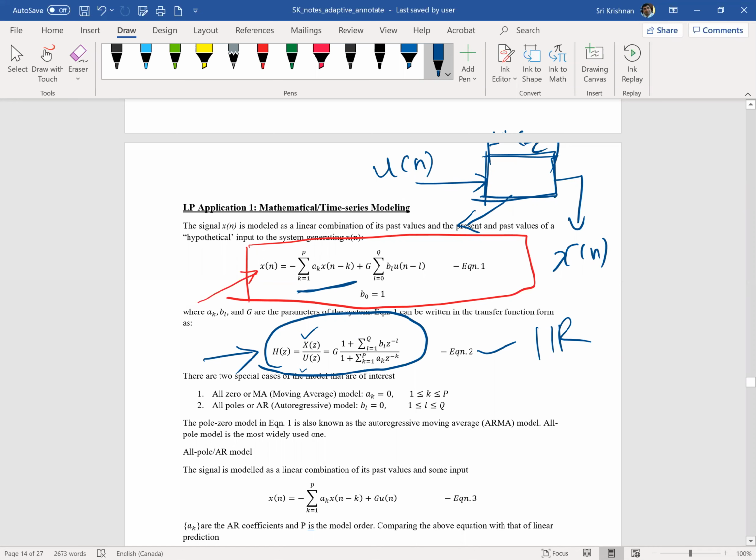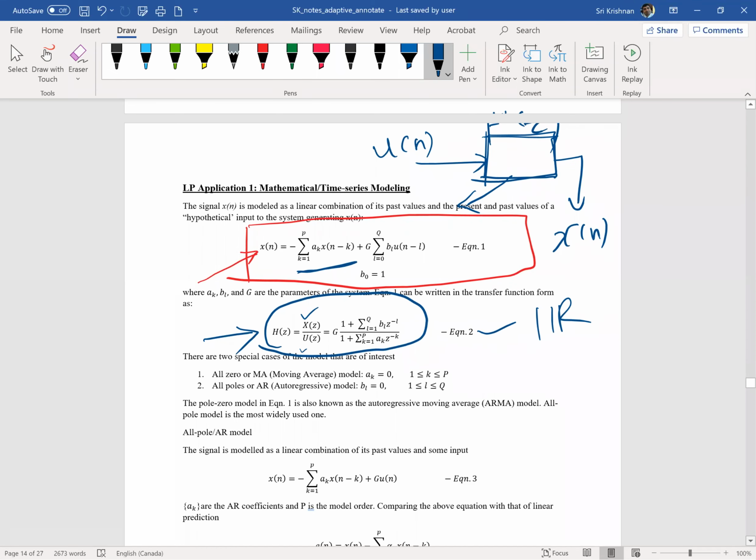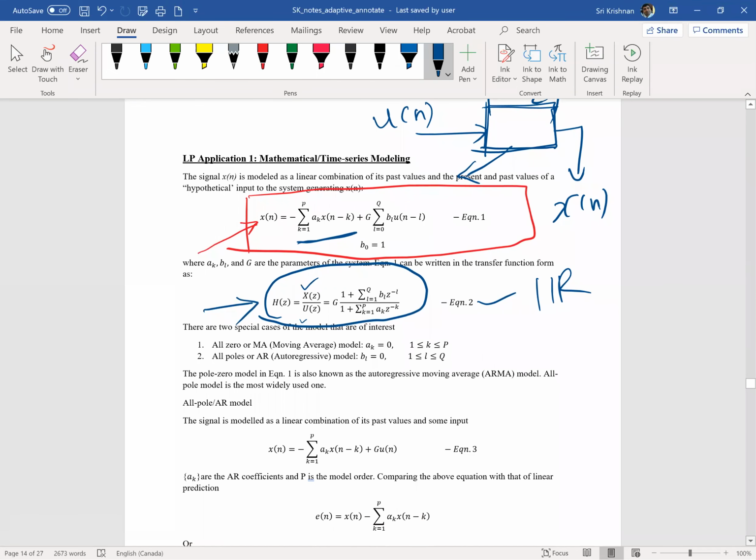Now we are using that concept to talk about the model, or about the human body, in the form of H(z) here. Now we can simplify two things from this equation 2. If we make a_k 0, in other words, if the denominator coefficients a's are 0, then that leads to a numerator which is all zeros.